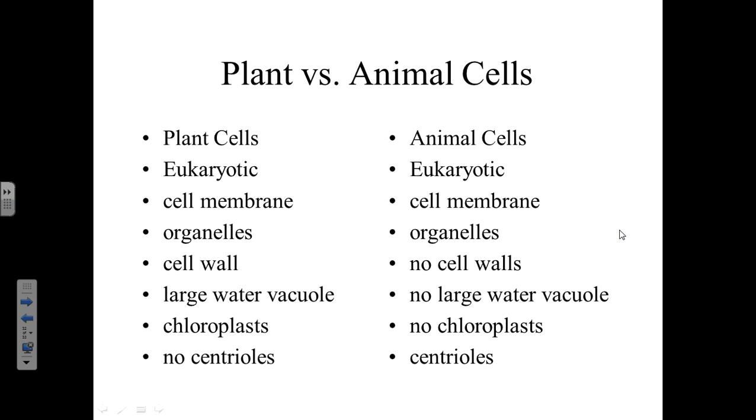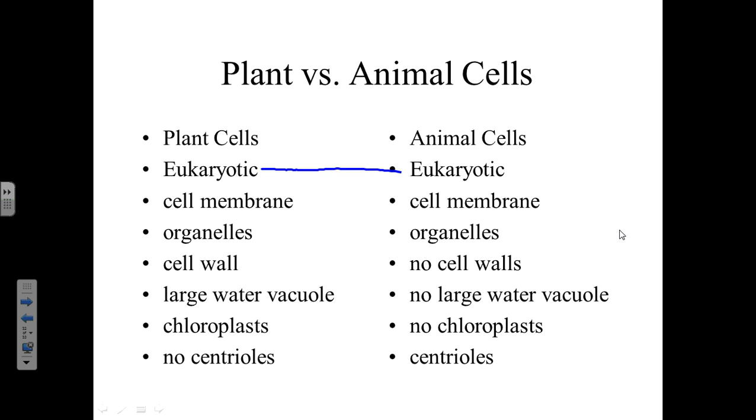All right, one more thing I want to talk about. Differences between plant and animal cells. Differences and similarities. Are they more similar or more different? Yeah, they're probably more similar. Because they're both what kind of cells? Both eukaryotic, so that's a similarity.